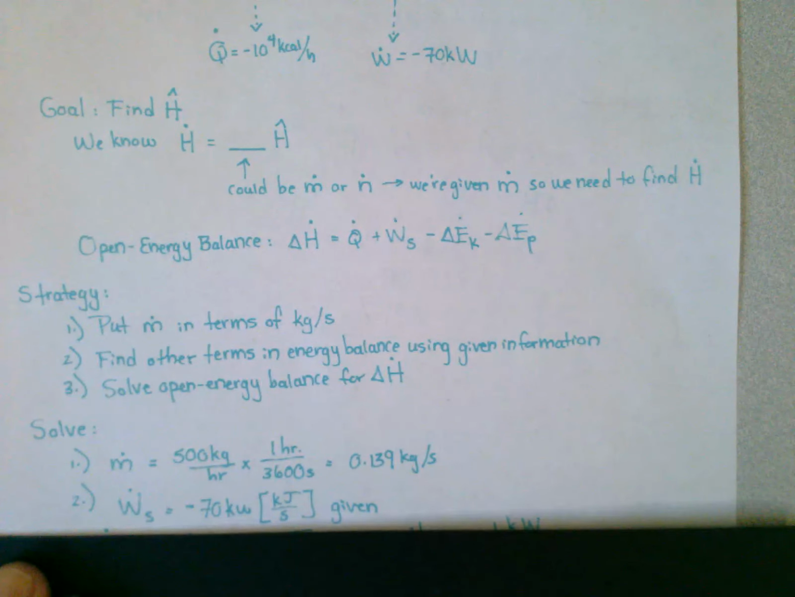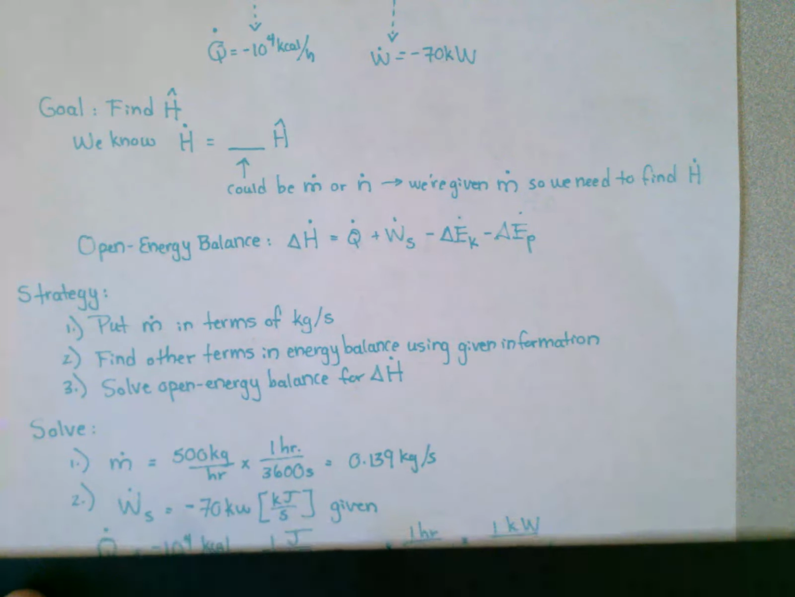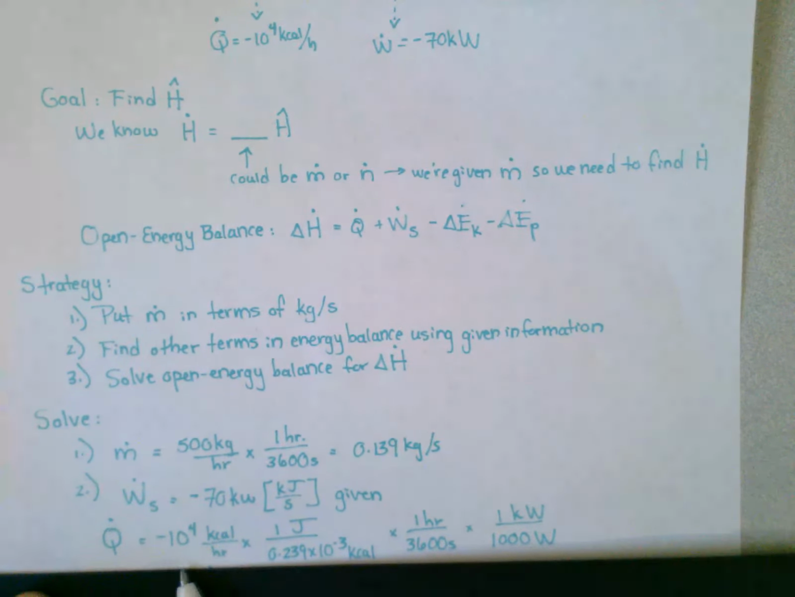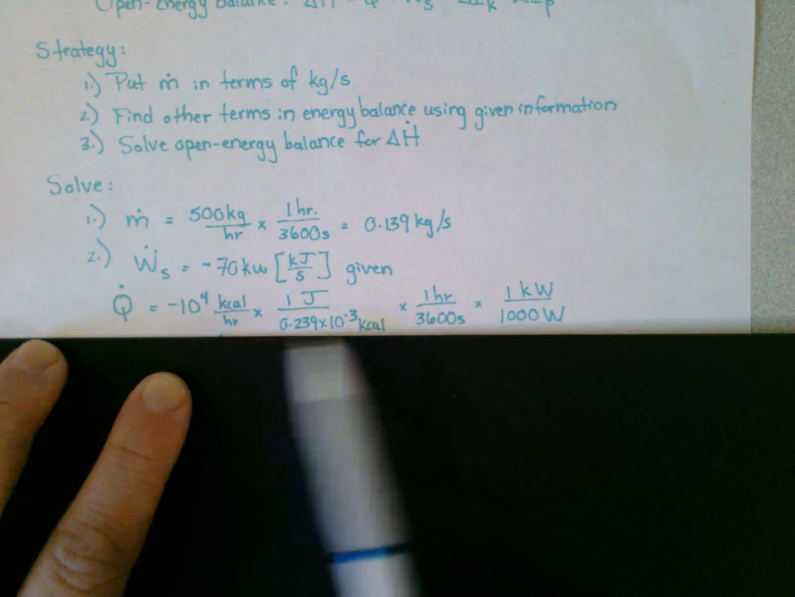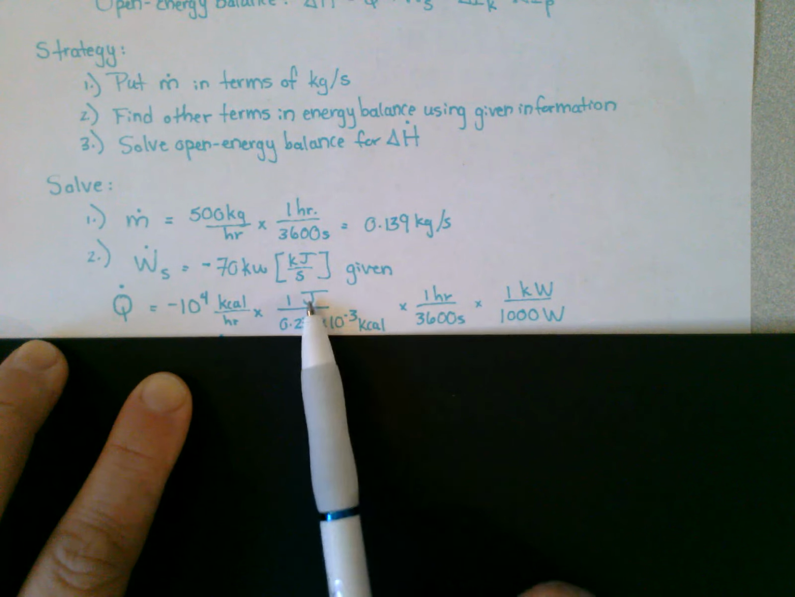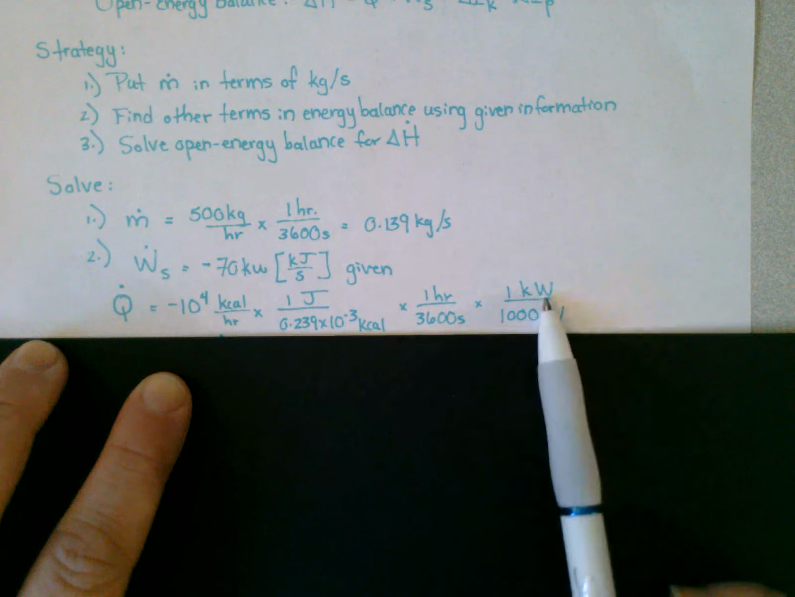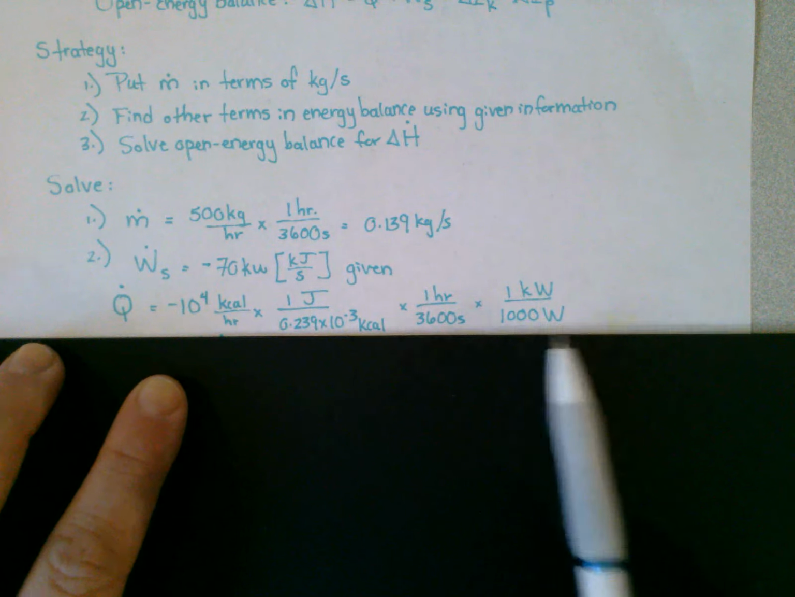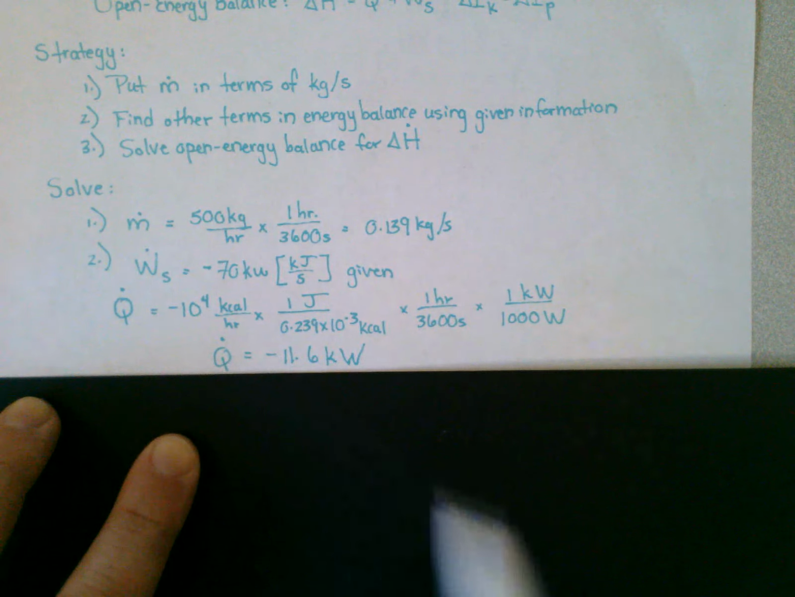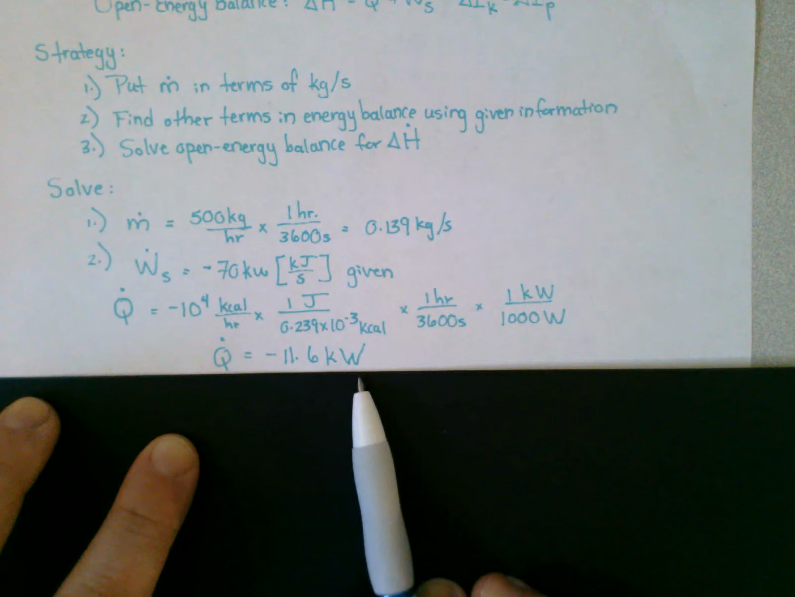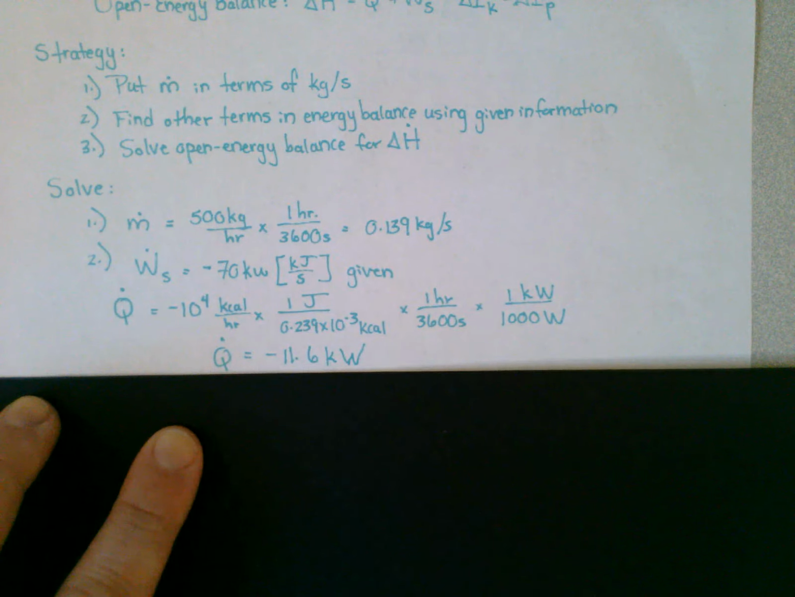All right. Then we also know that work shaft is negative 70 kilowatt hours, which is the same as a kilojoule per second. So we just checked our units there. And then we've got heat, but heat was given to us in kilocalories per hour. That's not useful to us. So let's change kilocalories into joules. Let's turn hours into seconds. We know 1 kilowatt is equal to 1,000 watts. So our heat is going to be negative 11.6 kilowatt hours. And that's just going to make it easier for us to deal with all of our terms once they're in the same units.